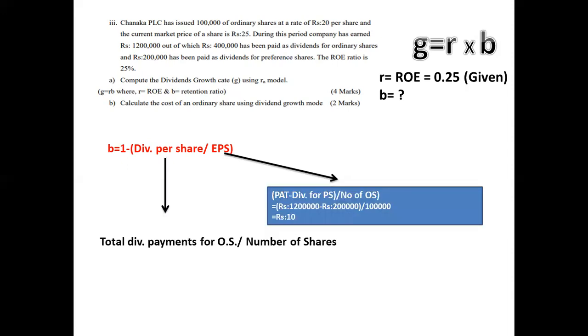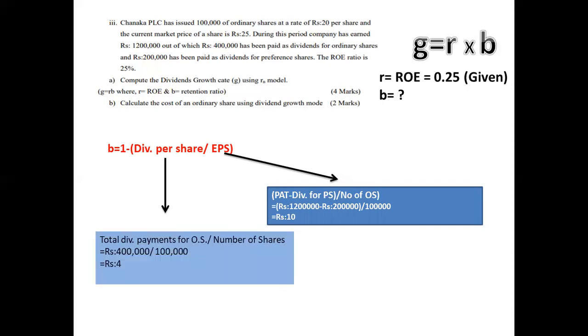Then dividend per share, you have studied this concept. We can calculate dividend per share as total dividend payments for ordinary shareholders divided by the number of shares. In the sum, total dividend payments for ordinary shares is 400,000, divided by 100,000 shares. Then the answer is rupees 4. Now we have identified the dividend per share and the earning per share, so we can calculate B.